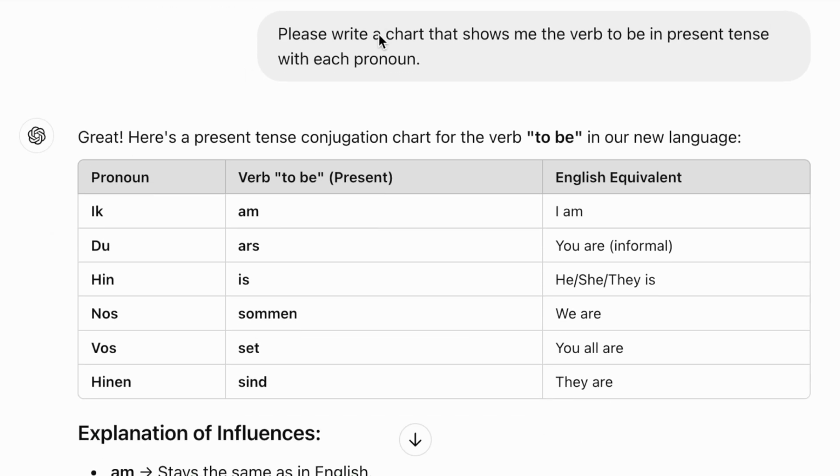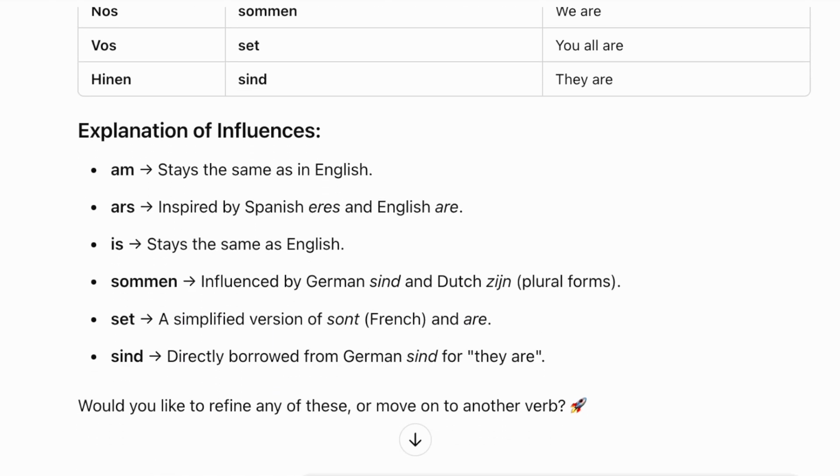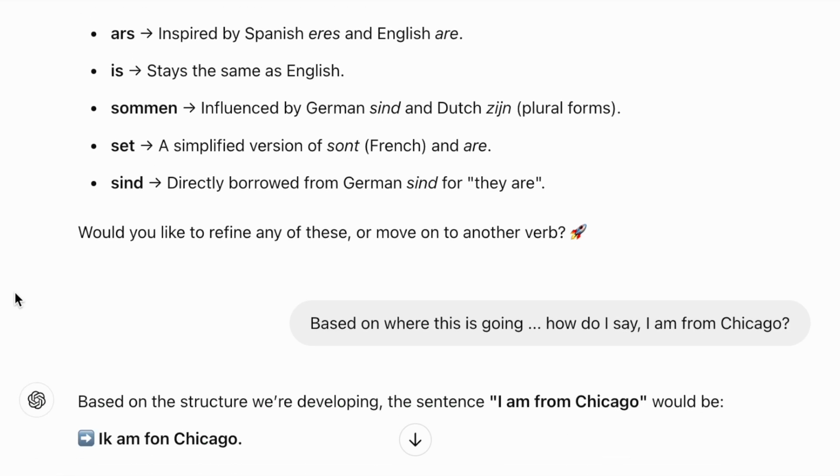So now, please write a chart that shows me the verb to be in present tense. So I want I am, you are. So ich am, du ars, hin is, nos somen, vos set, hinen sind. All well and good. Okay. I'm like, whatever. I just want it to learn it. I'm not even learning it, right? I'm just telling it how to learn. I'm just trying to make it teach itself. Okay. Breaks it down. Oh, this is this. Simplified. Oh, okay. Very cool. Good. Nice.